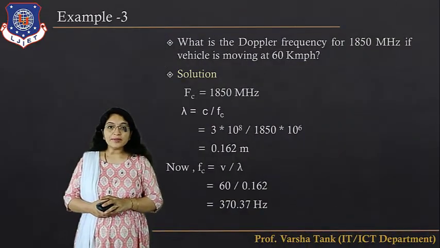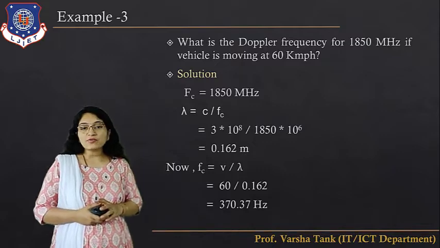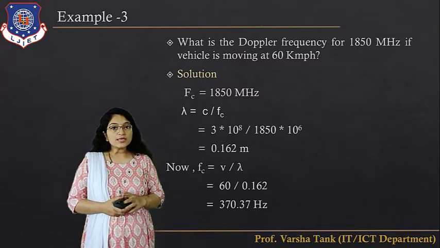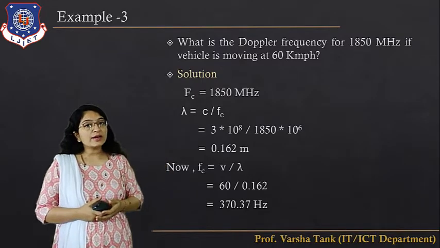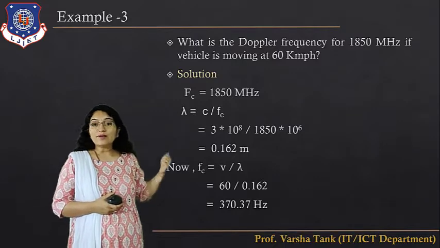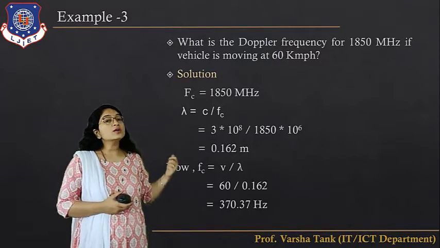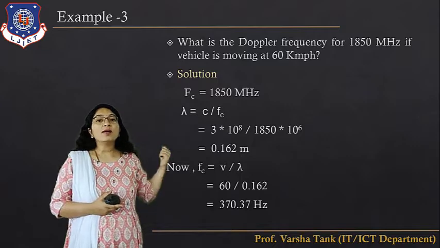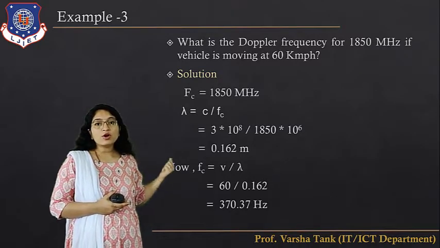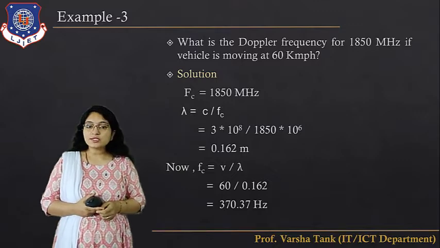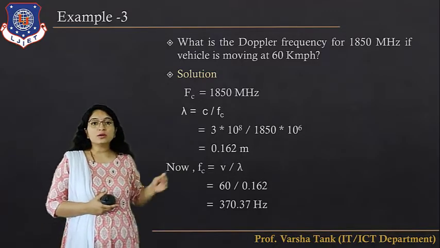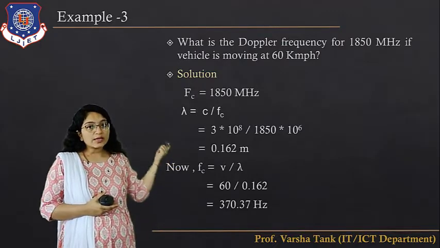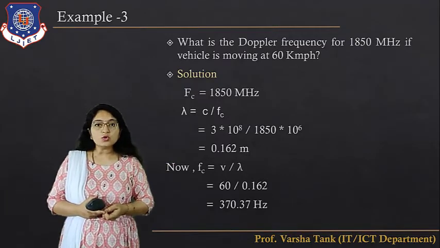Now let's see another example. What is the Doppler frequency for 1850 megahertz if the vehicle is moving at 60 kilometer per hour? Here the frequency is given to you, that is 1850 megahertz. So we can find the wavelength, because the formula is lambda is equal to c by f. Here c is constant and f is given, so just put the values in: 3 into 10 raised to 8 divided by 1850 into 10 raised to 6, because we are converting megahertz into hertz. When you calculate this, you will get the answer 0.162 meter.